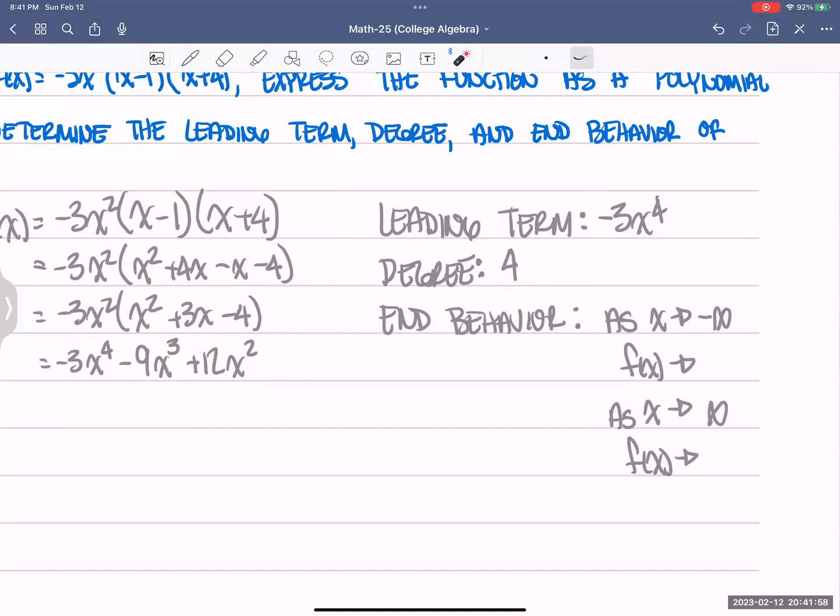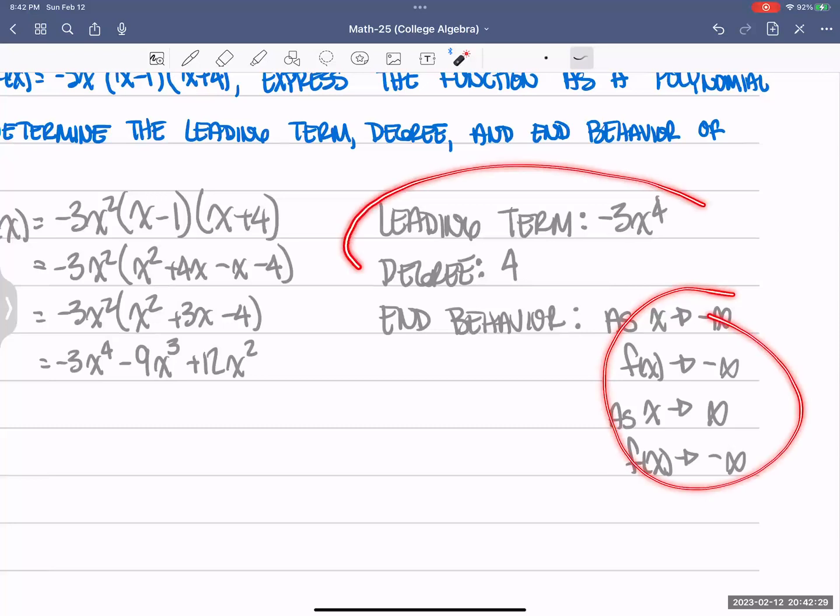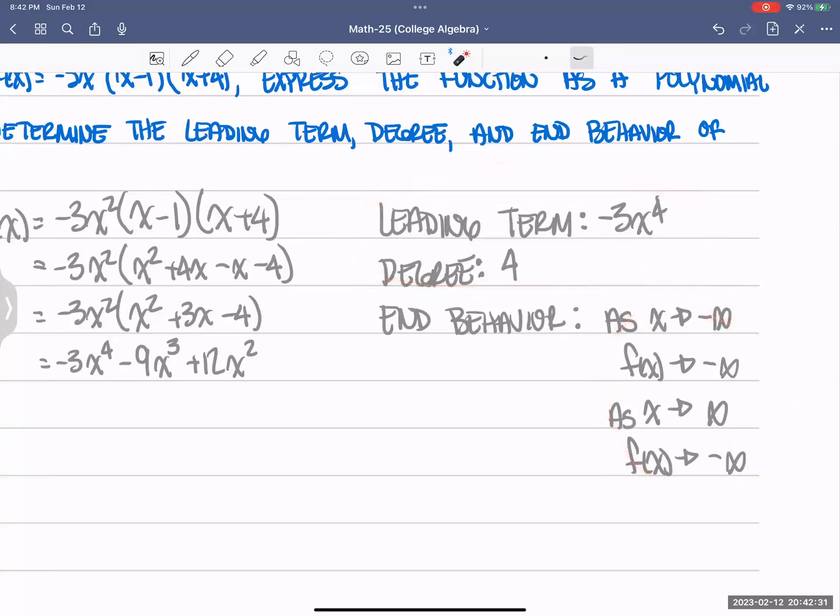Here we have degree 4, so it tells us that these two are going to be the same. Negative 3 tells us that it's going to be both down. So as x approaches negative infinity, f(x) approaches negative infinity. As x approaches positive infinity, f(x) approaches negative infinity as well. So again, we got all of this based on just the degree and the leading coefficient.